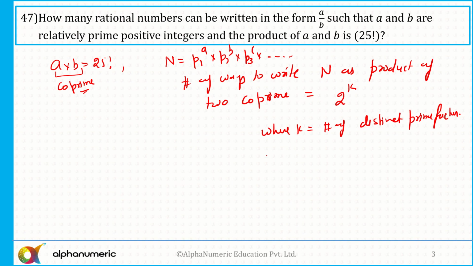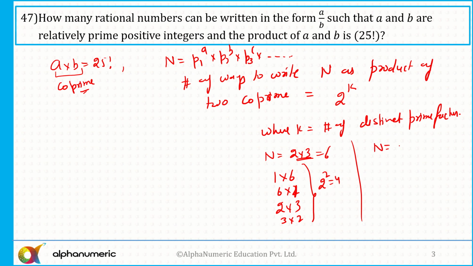Like if I say there is a number n which is equal to 2 into 3, so in how many ways can this number be written as a product of two numbers such that both the numbers are co-prime to each other? This is 6. So there will be 4 ways: 1 into 6, 6 into 1, 2 into 3 and 3 into 2. They are ordered pairs. That is very important. If it is unordered, divide by 2. There are two prime numbers, so the answer is 2 square, that is 4.